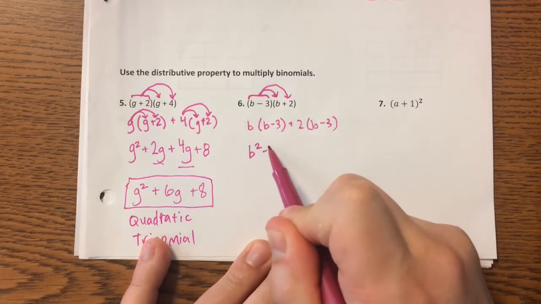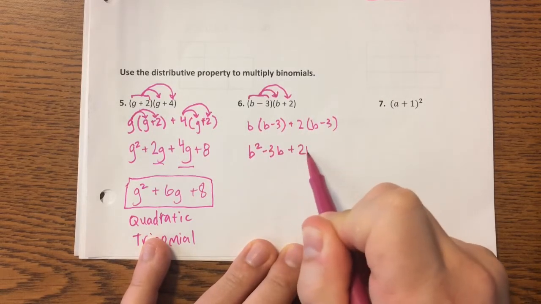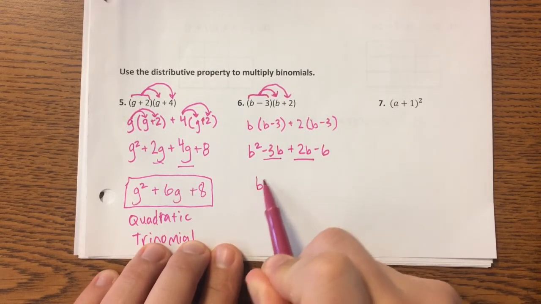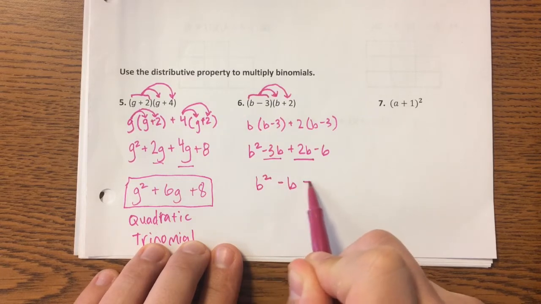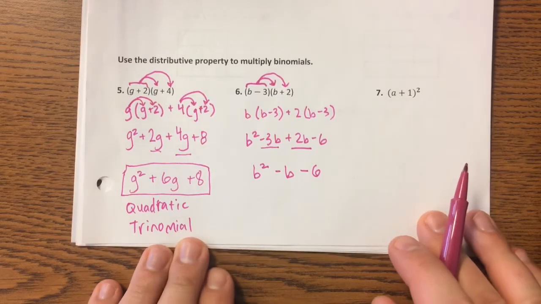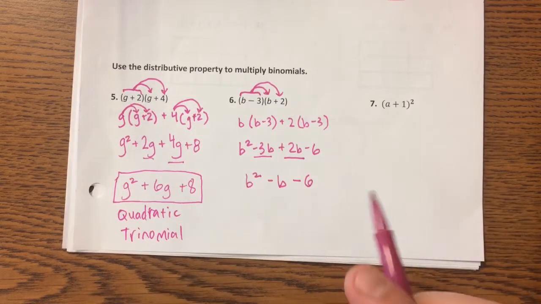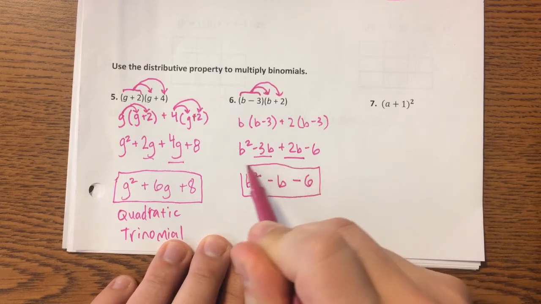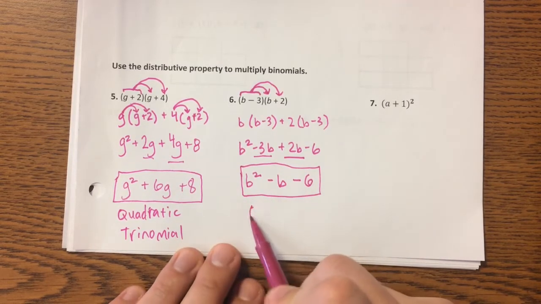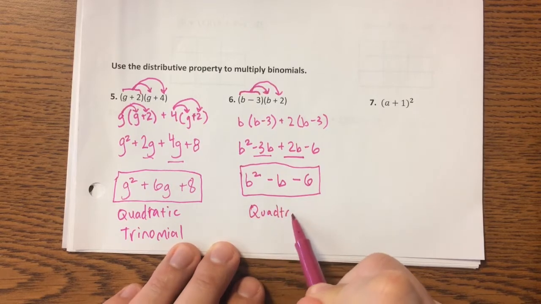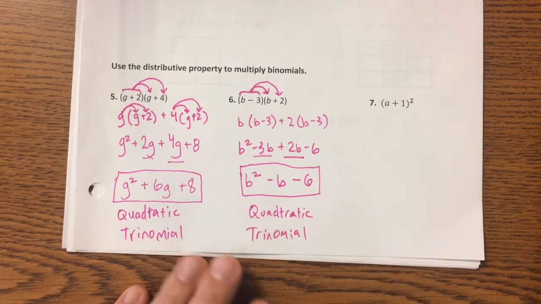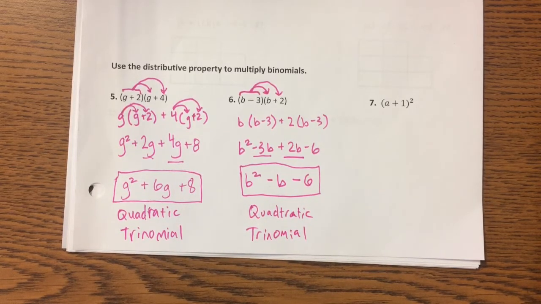Here we get b squared minus 3b plus 2b minus 6. I can combine my like terms, and I get b squared minus b minus 6. Unfortunately, my b's kind of look like 6's here, so make sure you're writing the right thing down there. Yeah. b squared minus b minus 6. Again, this is a quadratic trinomial. That's going to be your most common type of polynomial that we will get.